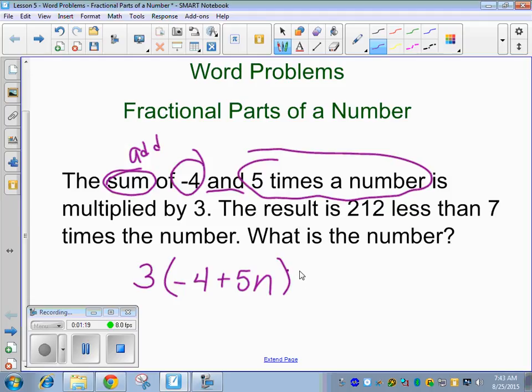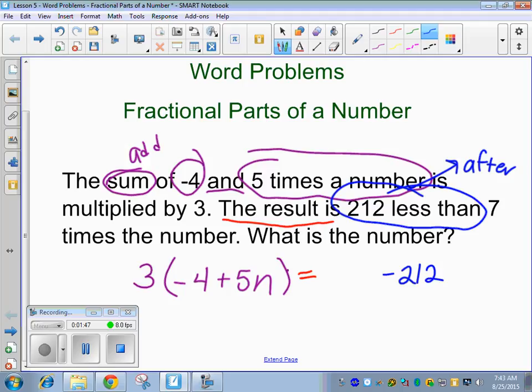Okay? Now it says the result is. That means what? What math symbol? Yeah, exactly. All right. 212 less than 7 times a number. Now, less than and more than, really important that you remember this, always go after whatever the next part of the sentence is, okay? So 212 less than means minus 212, but I left a space because it's going to be 212 less than 7 times the number, okay? So that 7n goes there.